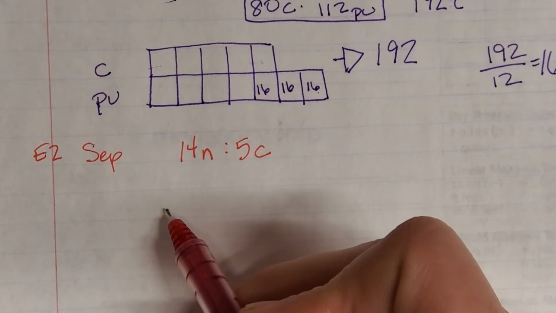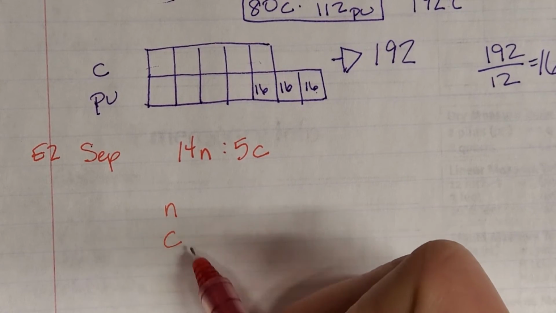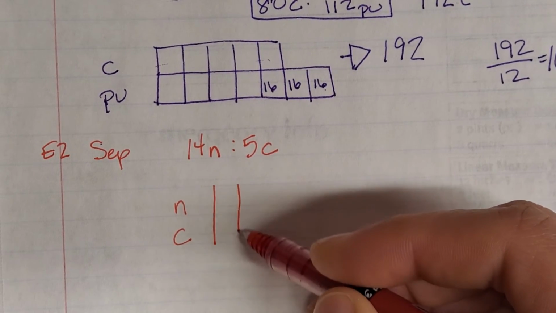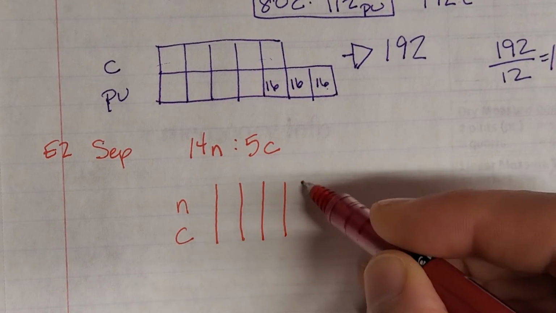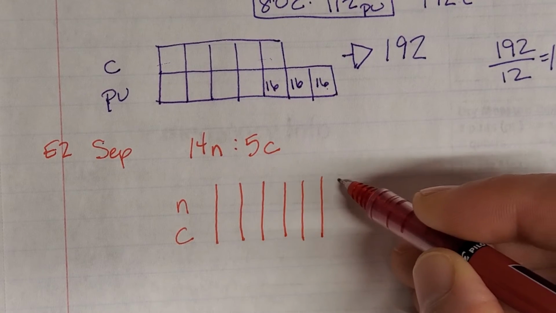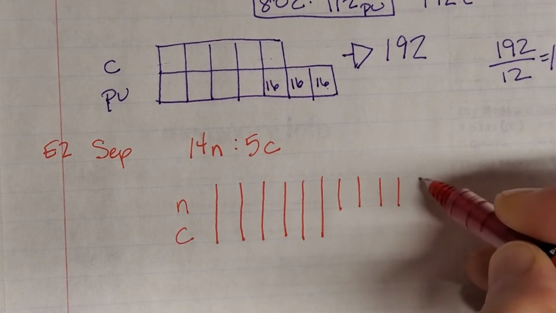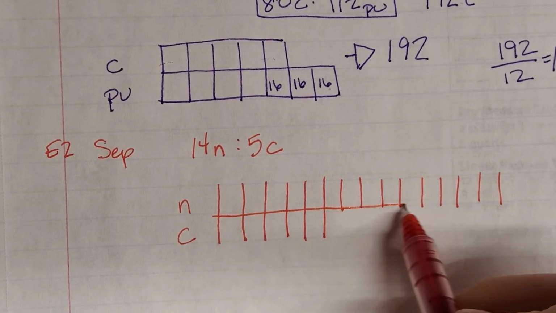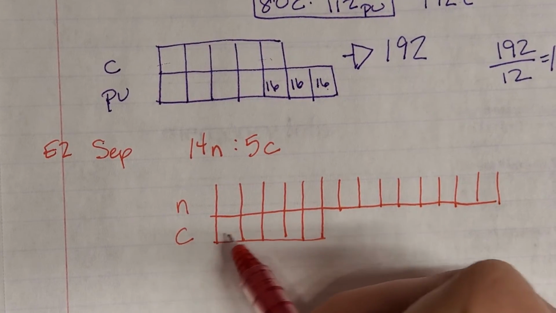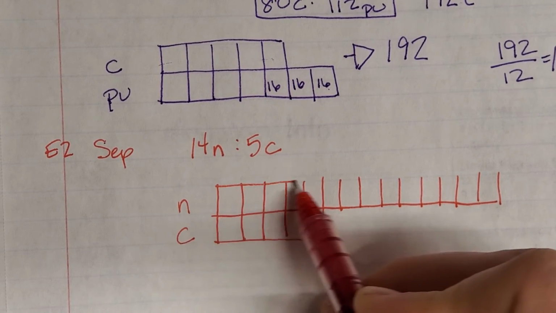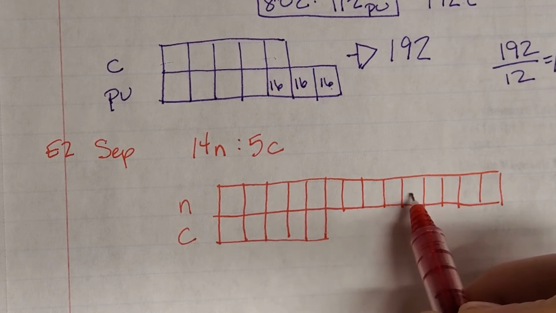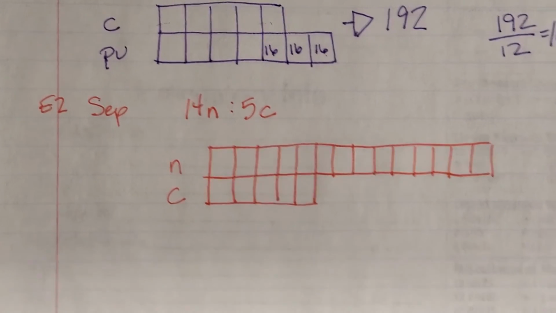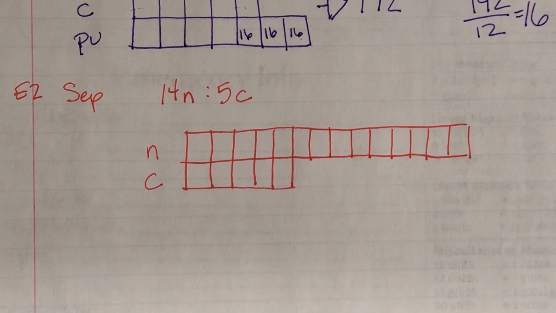Let's just draw this out. Non-commercial to commercial. Okay. Oh gosh, 14 and 5. 1, 2, 3, 4, 5, 6, 7, 8, 9, 10, 11, 12, 13, 14. 1, 2, 3, 4, 5 for commercial. 1, 2, 3, 4, 5, 6, 7, 8, 9, 10, 11, 12, 13, 14 non-commercial. Awesome. Here's what they're saying.